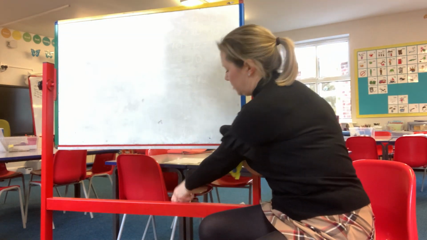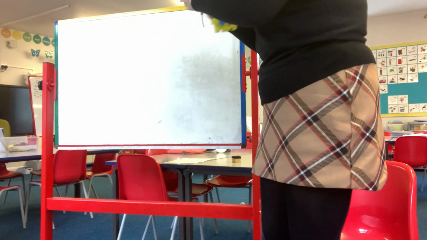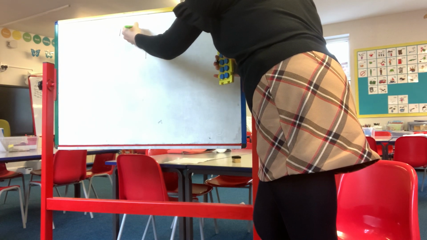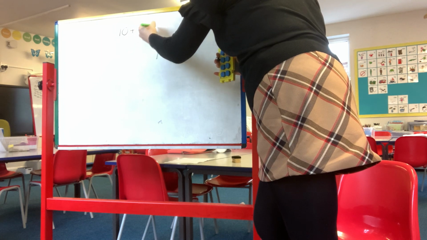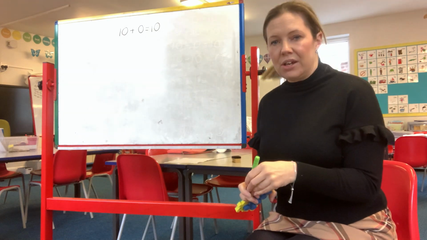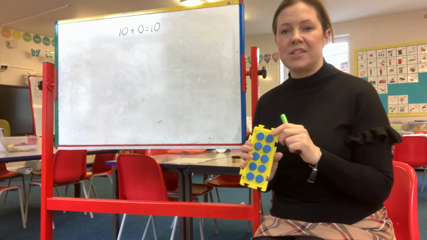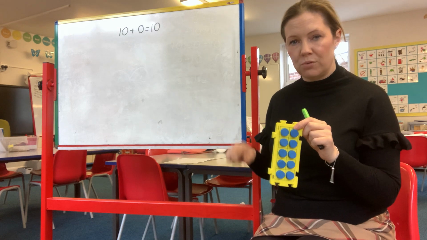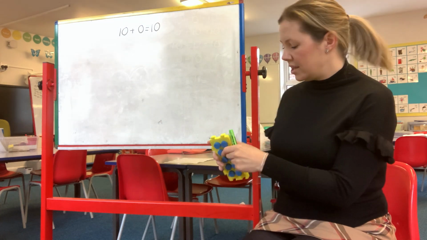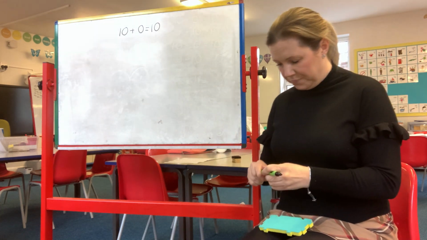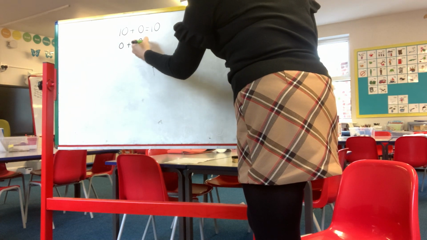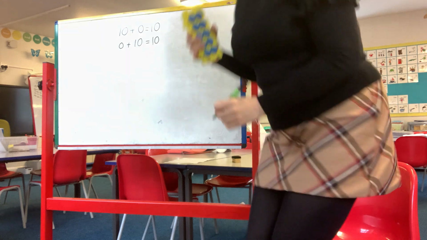So I'm going to put on here the first fact that we've made, which is 10 add 0 equals 10. Now what we do know is that adding can be done in any order. So because we know that the 10 part and the 0 part still make 10 altogether, we know that that can be the other way round because adding can be done in any order. So I've got two facts now. I know that 0 add 10 also equals 10.